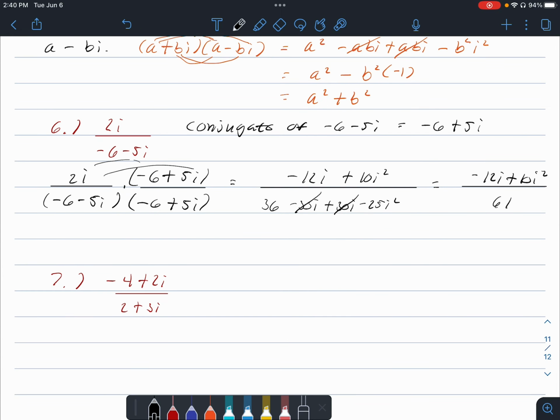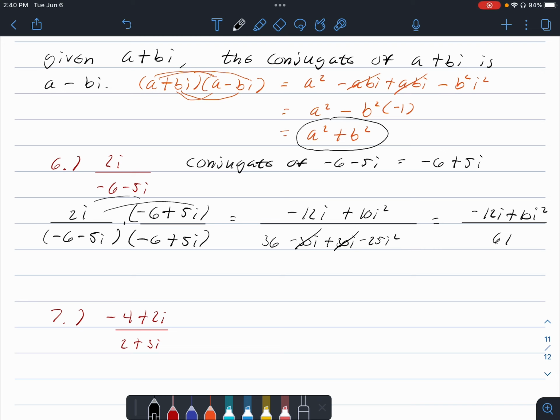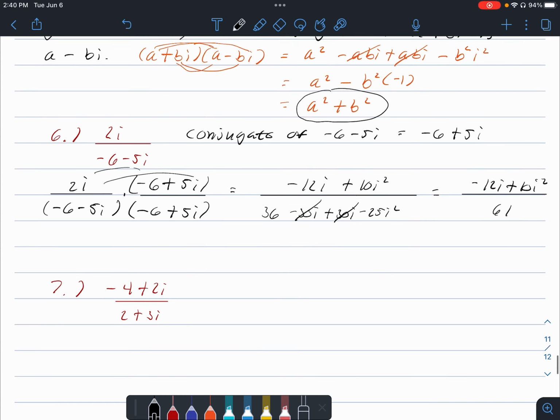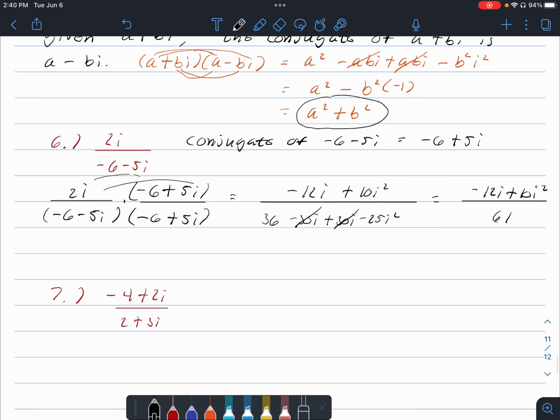Okay, and what you might notice actually is you could, in theory, just take this particular formula that we just derived. If you have a plus bi times a minus bi, you'll just end up with a squared plus b squared. All right, so really this is just 6 squared plus 5 squared. That's all we're looking at here. So if you memorize this, if you have a complex number times its conjugate, it's just a squared plus b squared. That's all you're dealing with.